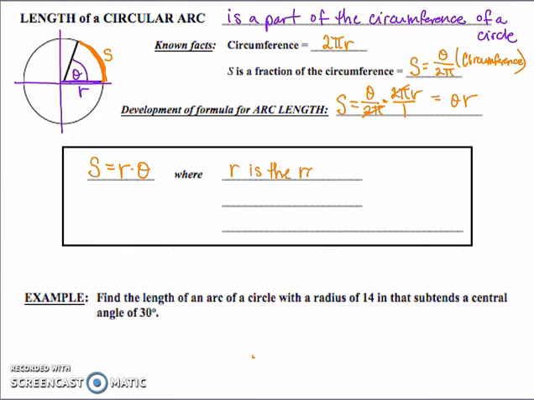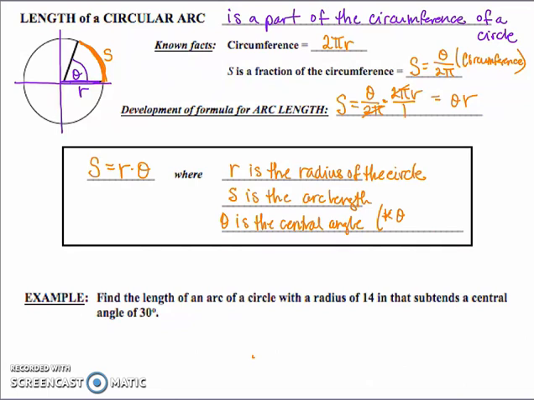where r is the radius of the circle, S is the arc length, and theta is the central angle. And it's really important to note that for this formula, theta is always in radians. So you know what that means, right? If it's not given in radians, you need to convert it to radians before you plug it into this formula.